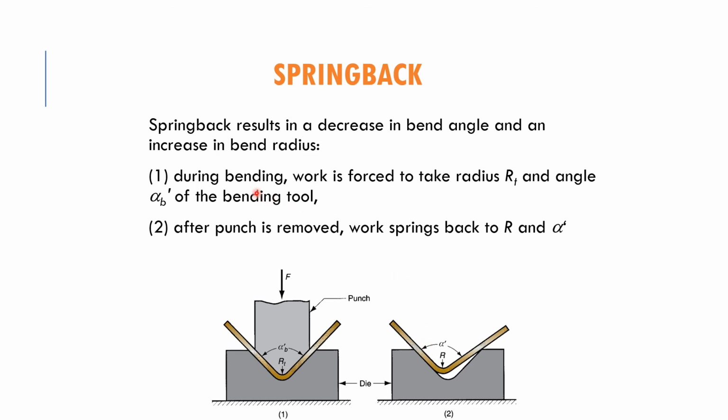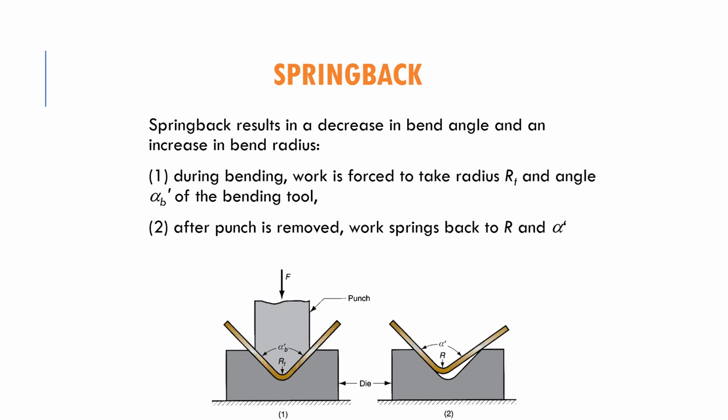During bending, the workpart is forced to take radius R' here. So when the operation happens, the punch will put pressure on the sheet metal to get the R' value here and angle alpha B' here. However, after the punch is removed, the workpart will spring back to get the radius R and the angle alpha.